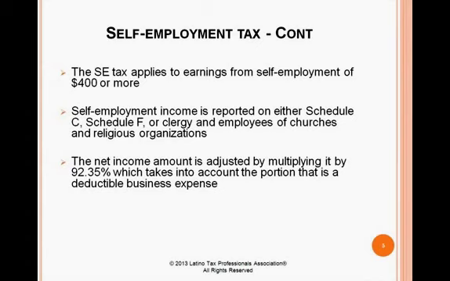Self-employment tax applies to earnings from self-employment of $400 or more. Self-employment income is reported on either Schedule C, Schedule F, or by clergy and employees of churches and religious organizations. The net income amount is adjusted by multiplying it by 92.35%, and you'll notice the variance there is the half Social Security and Medicare, or 7.65%. This takes into account the portion that is a deductible business expense, and that 92.35 shows on the Schedule SE form.